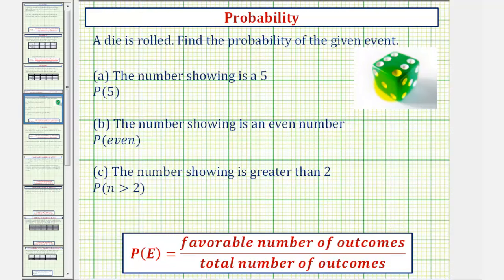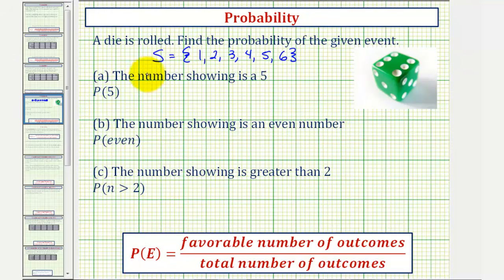The die has 6 sides numbered 1 through 6, and therefore the sample space or possible outcomes would be 1, 2, 3, 4, 5, and 6. So when considering the probability of an event, which is equal to the favorable number of outcomes divided by the total number of outcomes, the total number of outcomes will always be 6, as we see here.